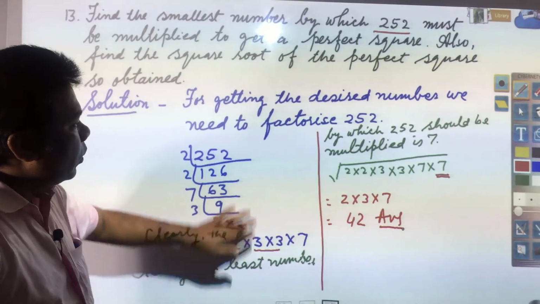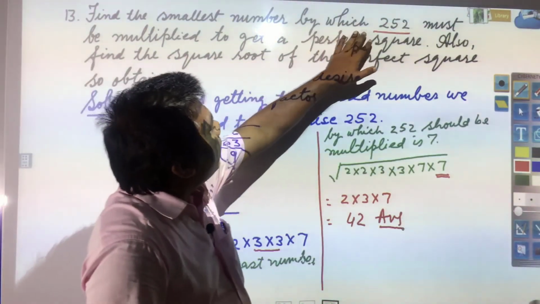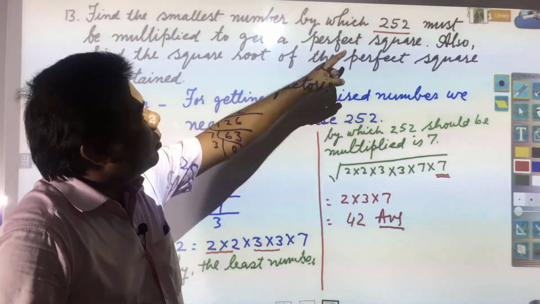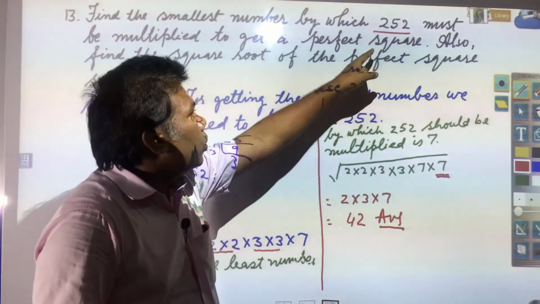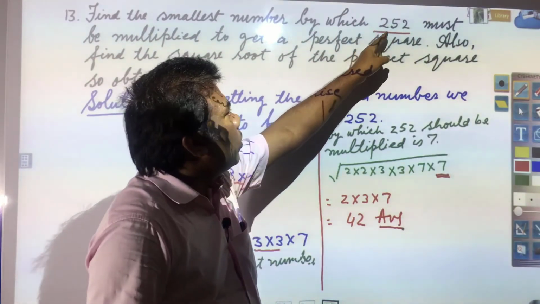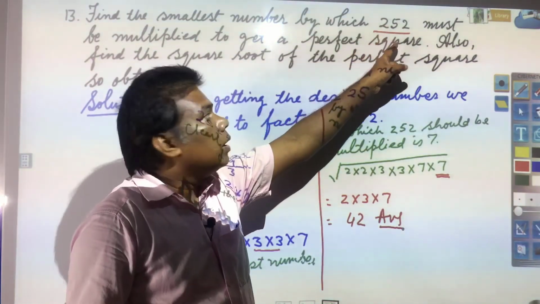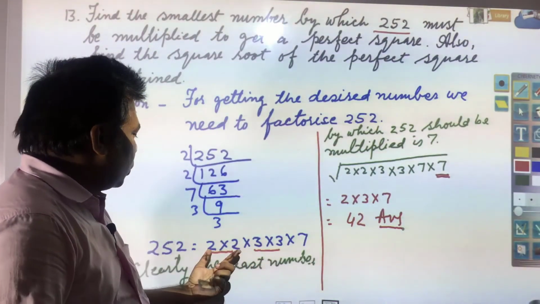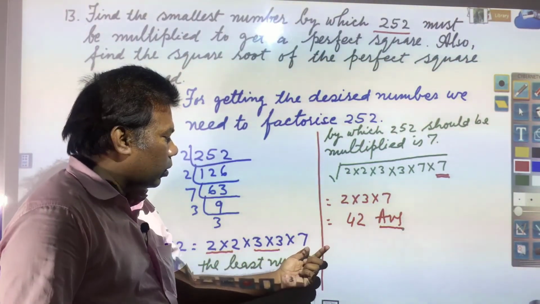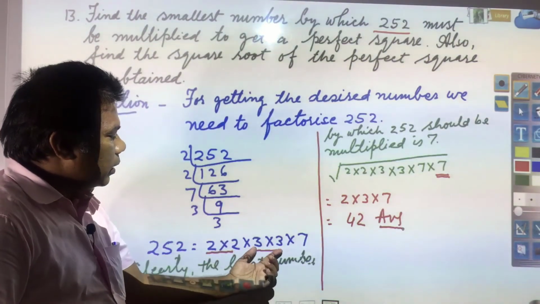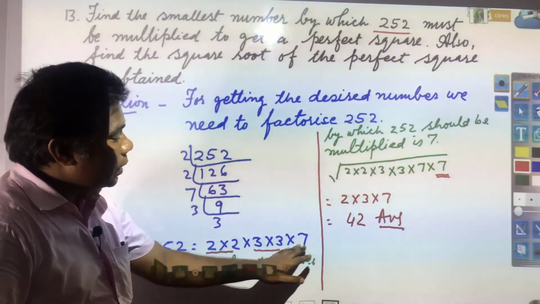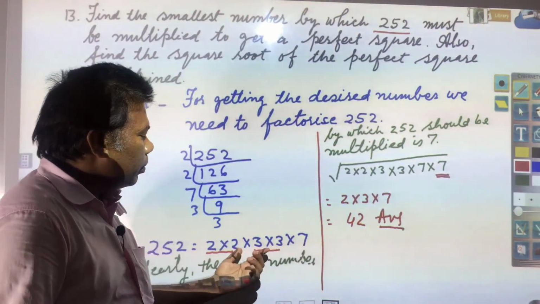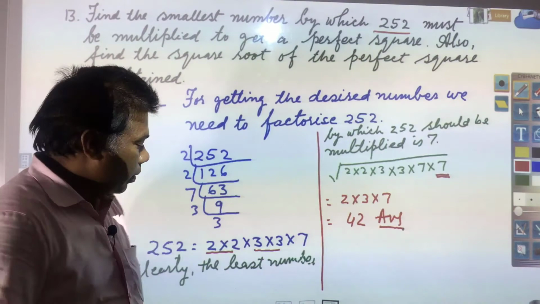So, in this way you need to find out the answer. If suppose any given number is there and you need to find out by which number it should be multiplied, your first step is what? To find out prime factorization of this. You express this number into its factors. So, pairs of factors you find out. If you cannot form pairs, that number is required to be multiplied, so that you will get a perfect square.